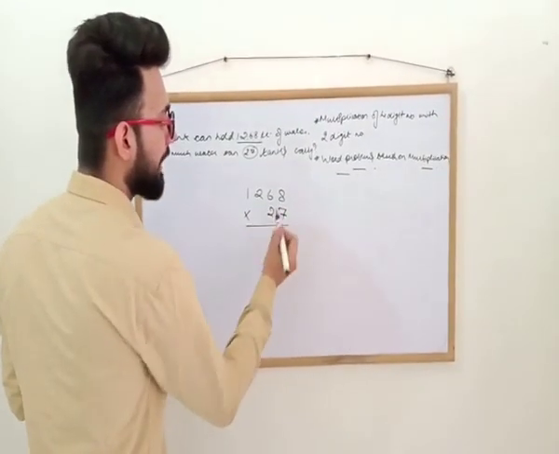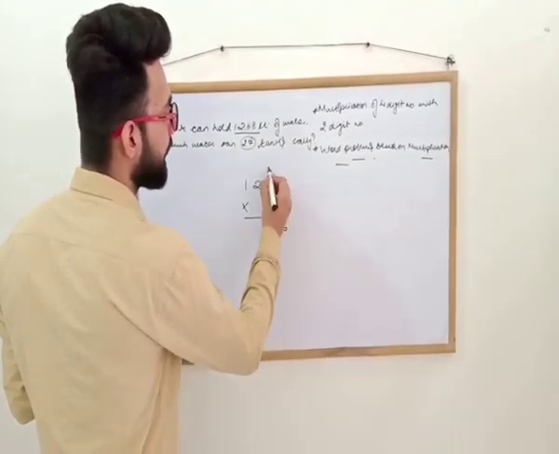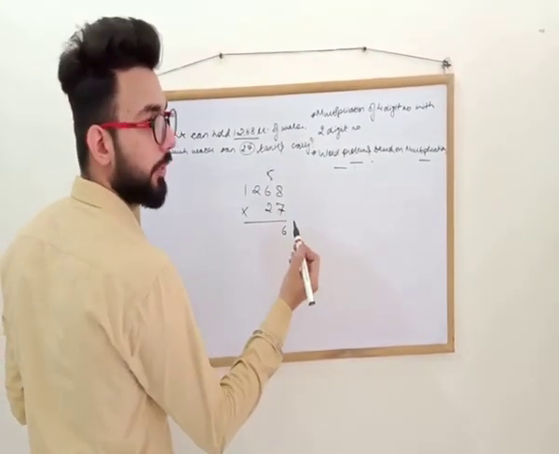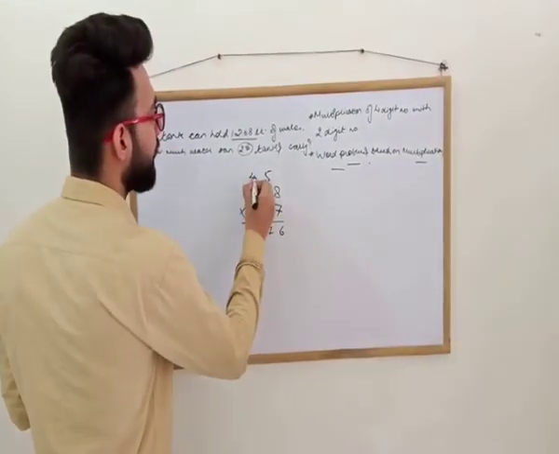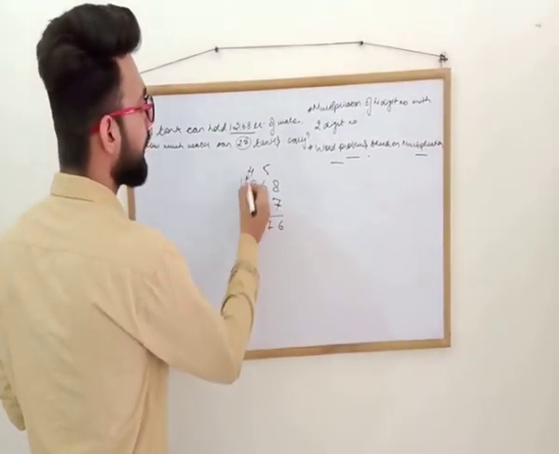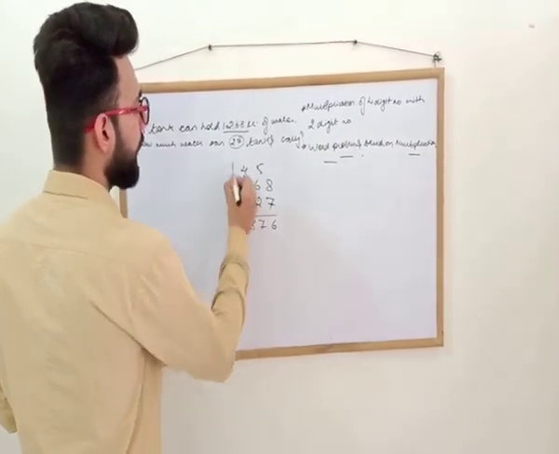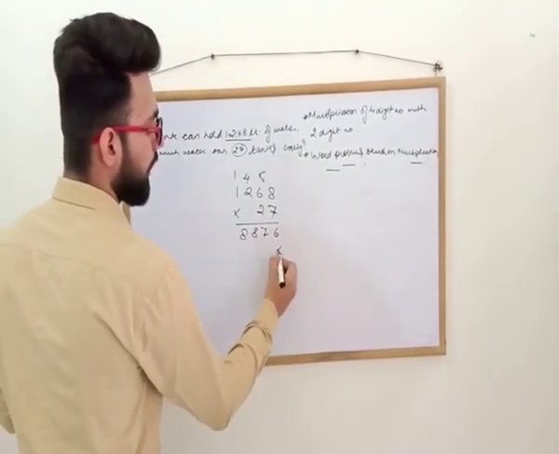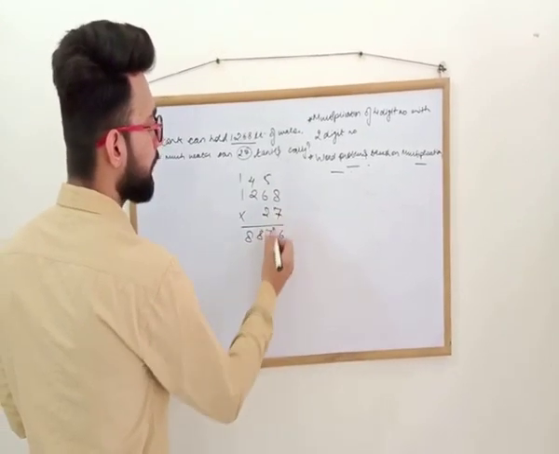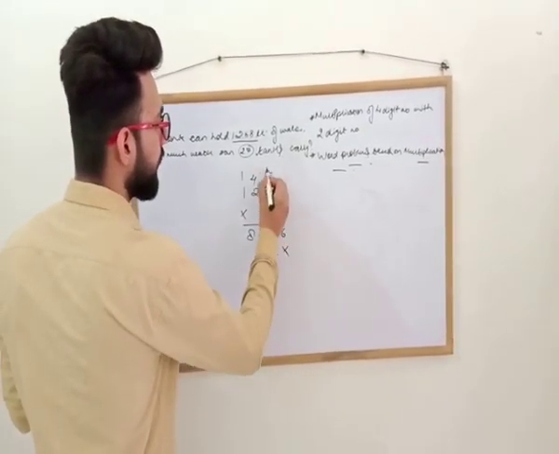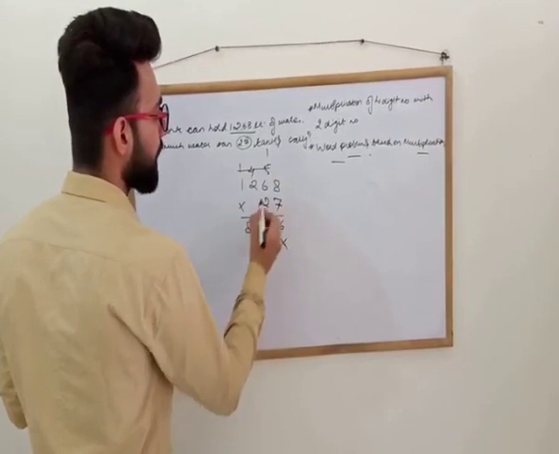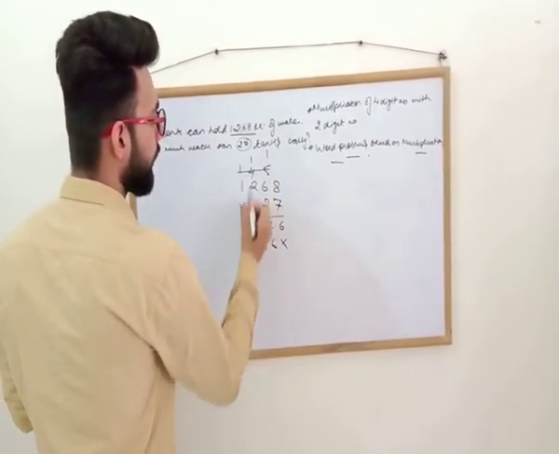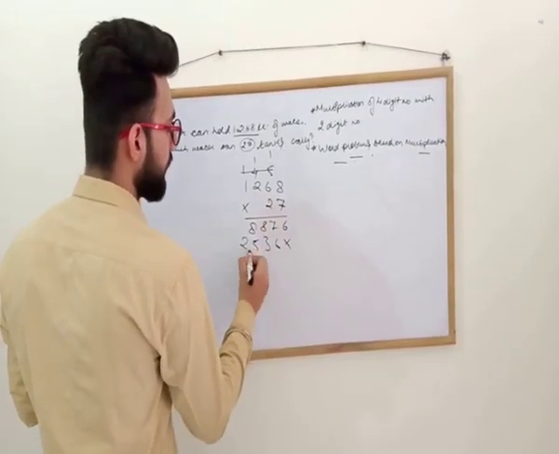Okay. So 7 8s are 56, carry 5, 7 6s are 42, 42 and 5 is 47, carry 4, 7 2s are 14 and 4 is 18, carry 1, 7 1 is 7 and 1 is 8. Okay, we put a cross over here. 2 8s are 16, carry 1, we cut this number, 2 6s are 12 and 1 is 13, 2 2s are 4 and 1 is 5, and 2 1s are 2.